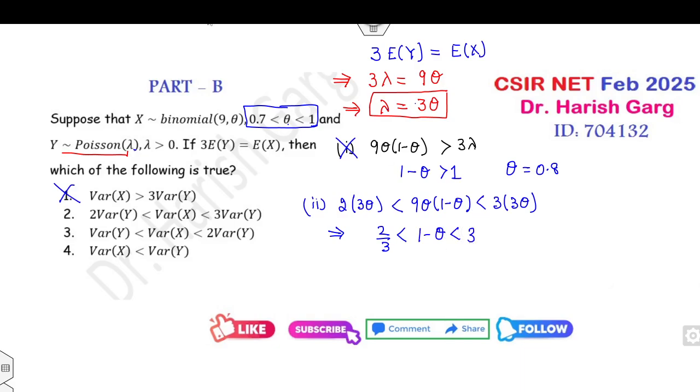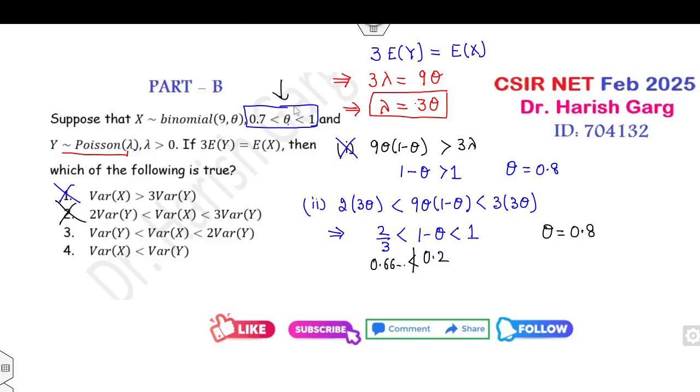Or divided by 3 again. So I can divide it by 9 theta. It will be here. So is it satisfied? Again not, because if you choose theta as 0.8, then this value is 0.2, but this number is 0.66, which is not less than 0.2.